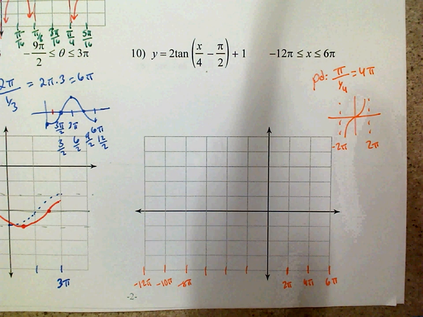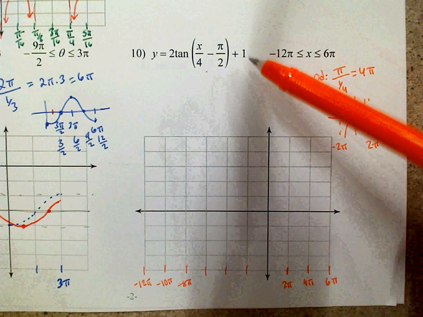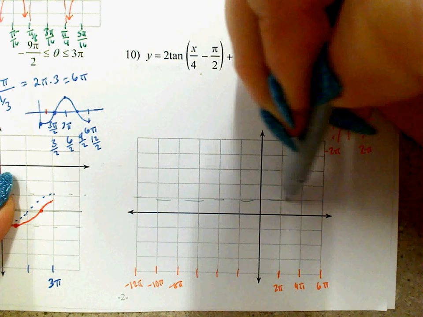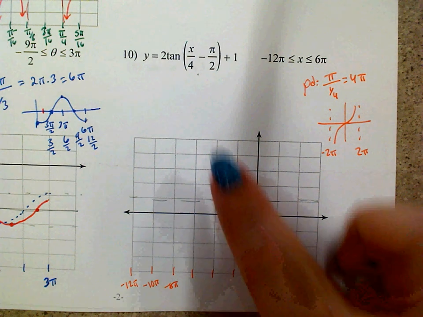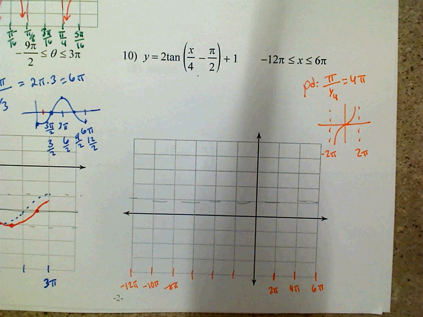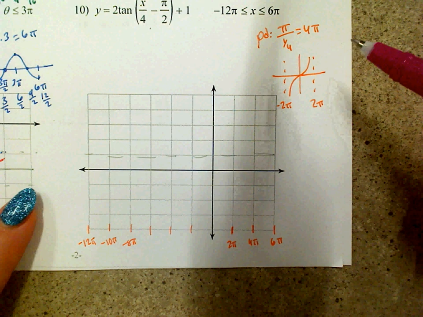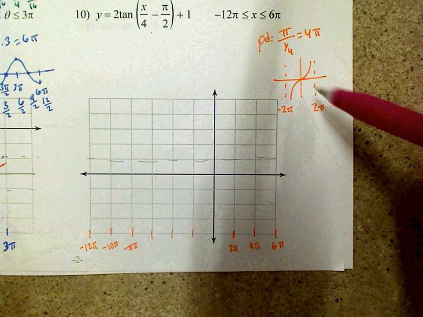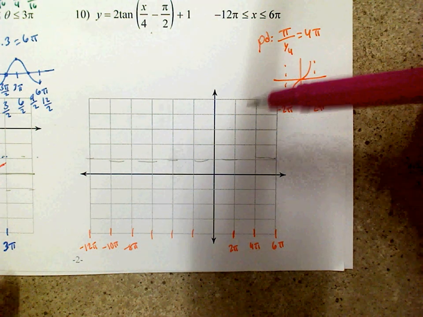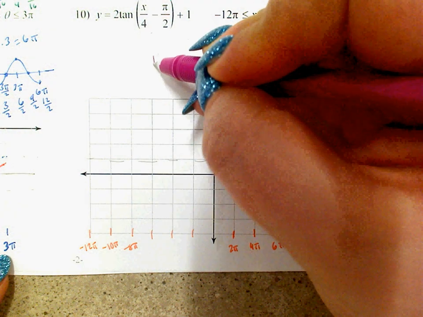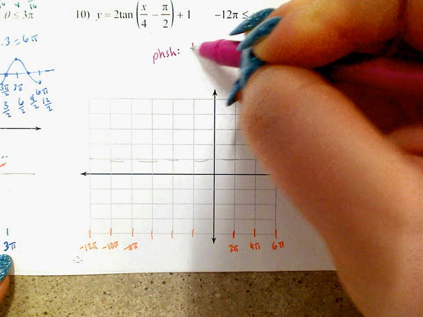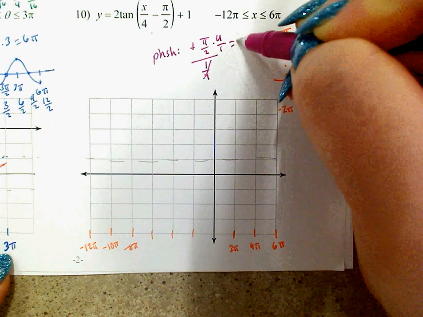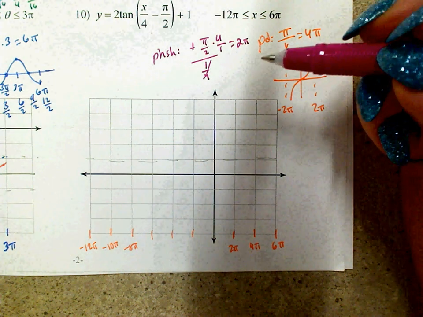Then I've got my midline. I'm going to go ahead and mark that off for myself. And I'll deal with the 2 later whenever I'm ready to start placing the function. Okay, so far, I know I've got a tangent wave with a period of 4 pi, which means I split the period in half and 2 pi on each side. I've got to figure out my phase shift. So phase shift is negative c over b. It's already negative, so positive pi over 2 over 1/4. Flip and multiply, that's 4 over 1. So go 2 pi to the right.